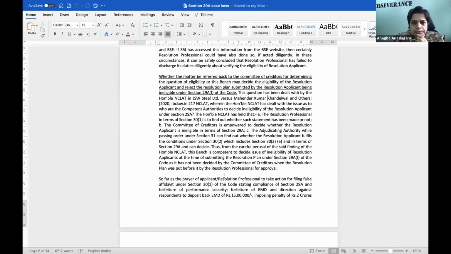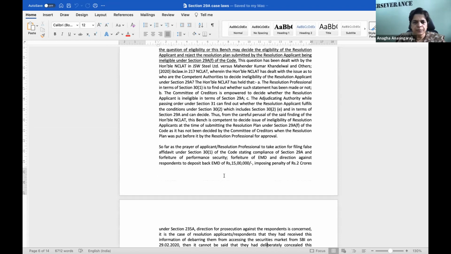So here then, what was discussed was whether the matter be referred back to the COC for determining the question of eligibility, or this bench may decide the eligibility of the applicant and reject the plan submitted by the applicant as being ineligible under 29A. So this question was also dealt with in the other case of JSW Steel, which we just saw. Here, it was discussed who all can decide whether a person is eligible or not. Was it the RP only to the extent of finding out whether the statement is made, then the COC, and then the NCLT. So from this, it was concluded that the NCLT is empowered to decide the eligibility of a resolution applicant and then accordingly take a decision on that.